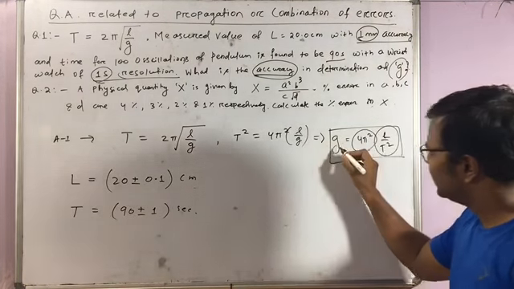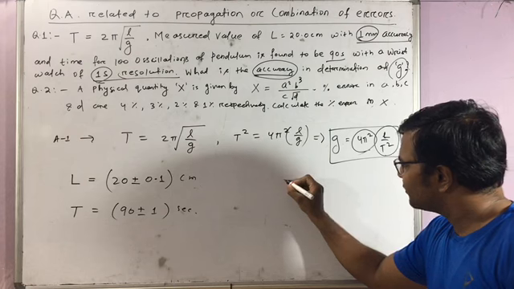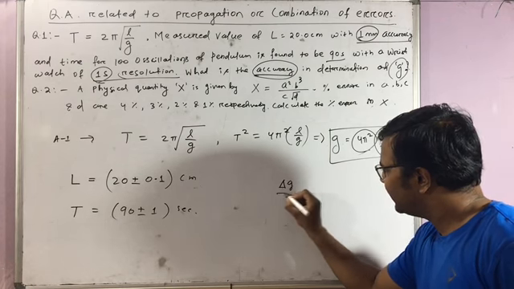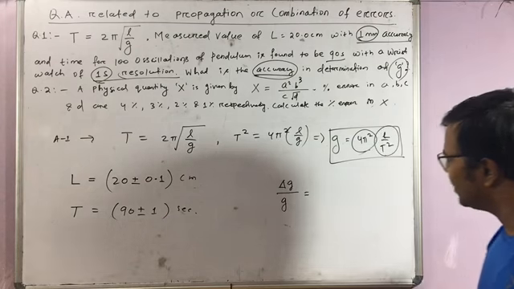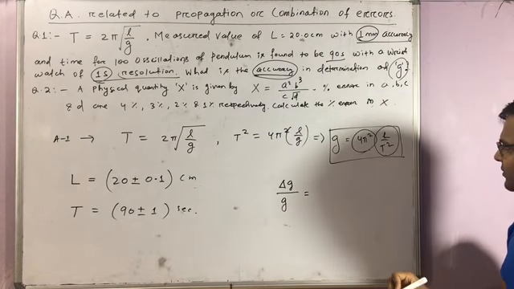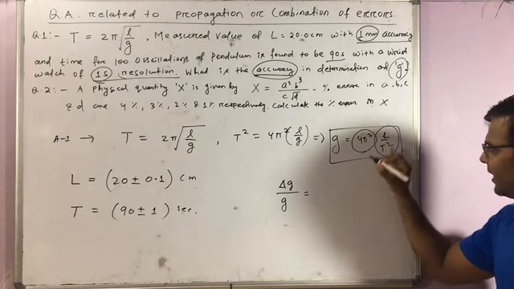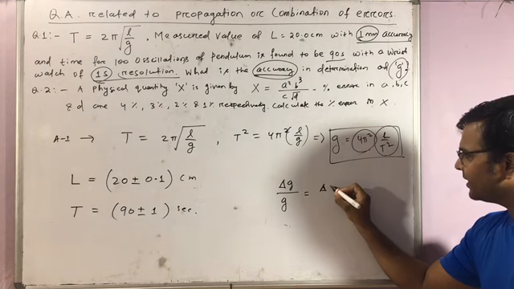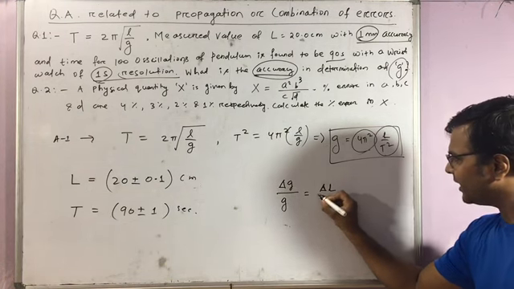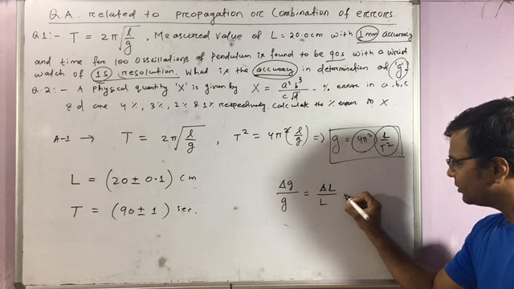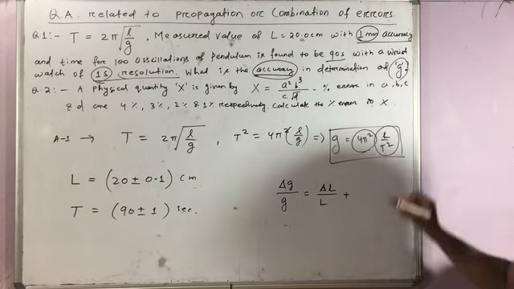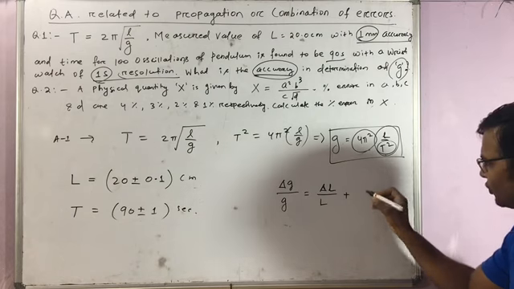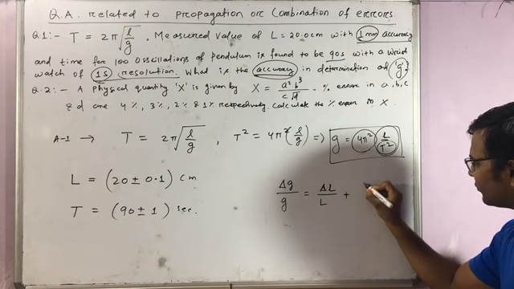So we can write, our formula is the quotient formula. We can write delta G by G is equal to 4 pi square, L by T square, which means the relative error in L, which is delta L upon L, plus for the T square term, which is in the denominator, we again use the quotient formula.